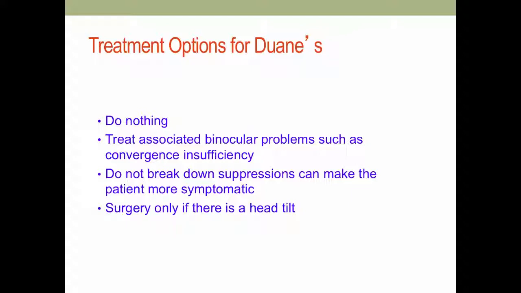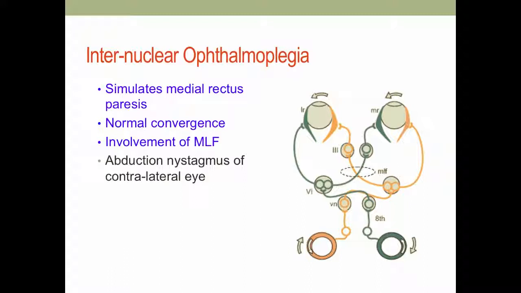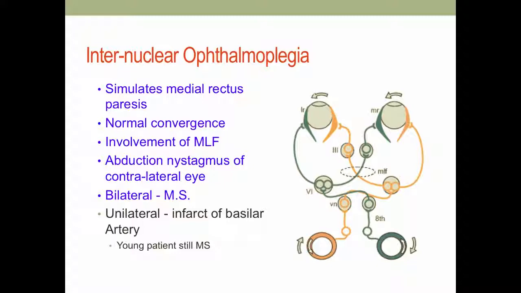Internuclear ophthalmoplegia, relatively uncommon. Looks like a medial rectus paresis. On adduction, there is nystagmus, involvement of the medial longitudinal fasciculus. Get an MRI in these patients. It's often associated with MS. Rarely, if they're unilateral, it can be an infarct of the vascular artery. MRIs.